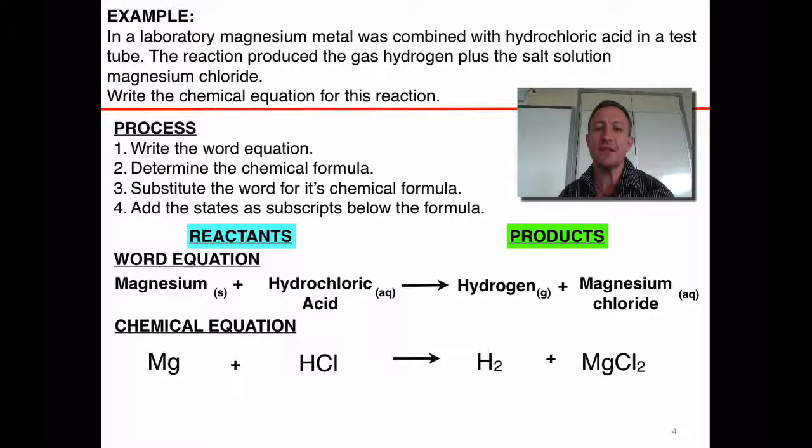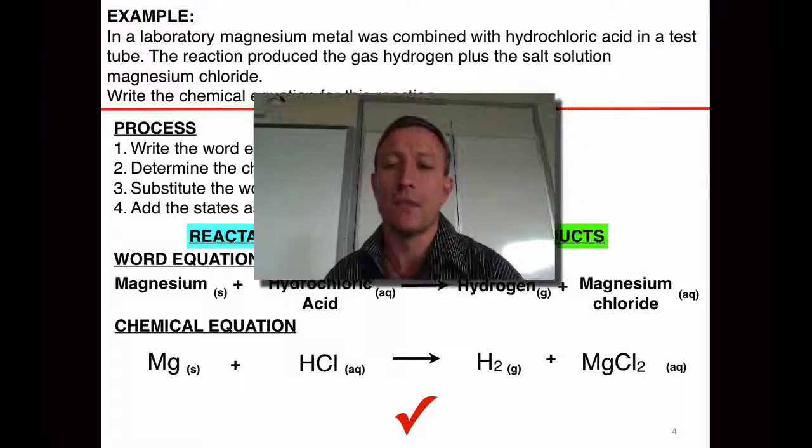I then add to them their states. Remember, magnesium is a solid, HCl acid is a solution, hydrogen is a gas, and magnesium chloride again is a solution. That is the chemical equation. It's that simple.